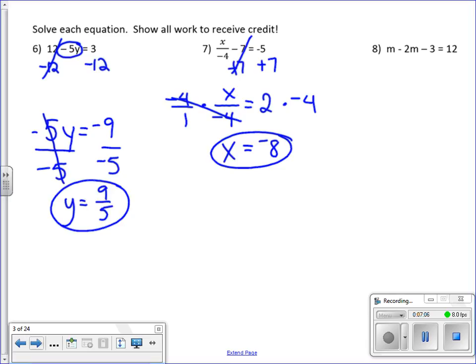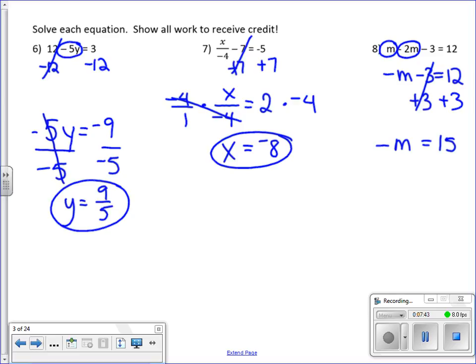Number 8, before I do anything, I need to combine my like terms. Remember, if ever I have that to do, I need to get that done first before I start getting rid of anything. So we're going to subtract, we have m minus 2m. m minus 2m is negative m, because this is a positive m and this is a negative 2m, so I get a negative m when I'm done here. Minus 3 is equal to 12. I now need to add 3 to both sides to get rid of the 3. That means I have negative m is equal to 15.